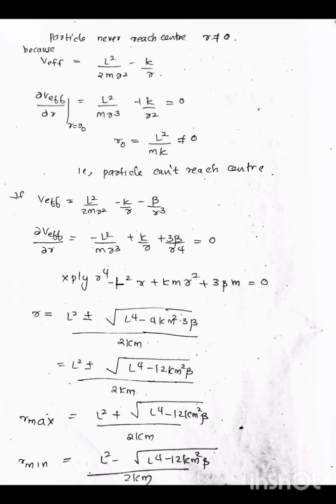So R max is equal to (L² + √(L⁴ − 12kmβ²)) / 2km. Then R minimum is equal to (L² − √(L⁴ − 12kmβ²)) / 2km. So here we understood that R minimum is not equal to 0 and not imaginary, so L⁴ must be greater than 12kmβ².